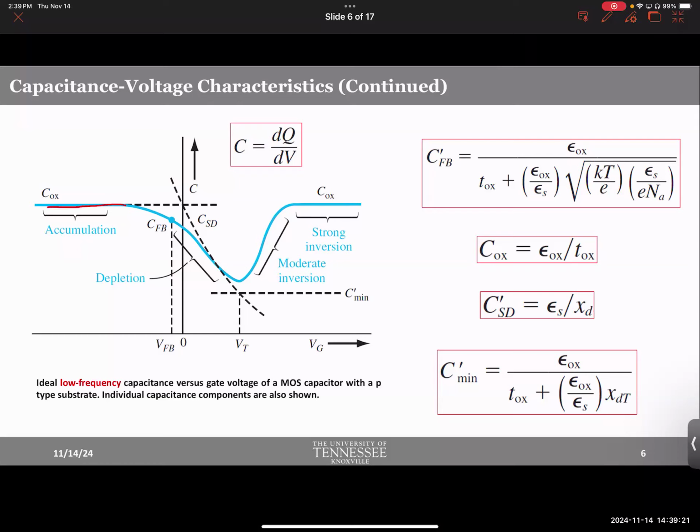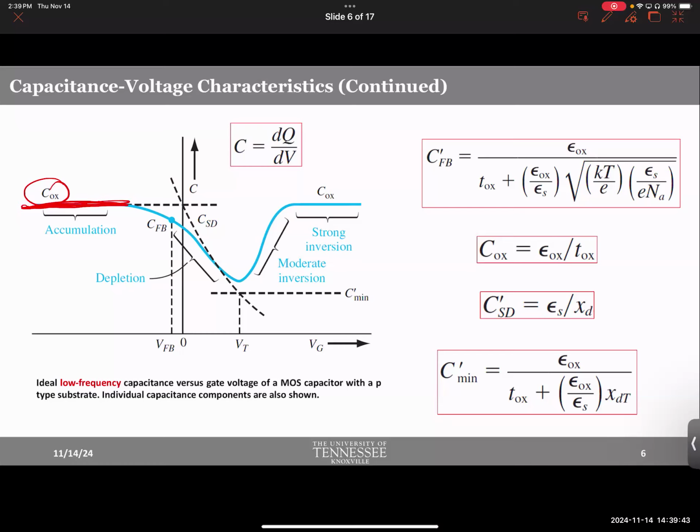So in accumulation, you have an almost constant capacitance, the oxide capacitance, COX, which is practically governed by the oxide in the metal-oxide-semiconductor. Remember, that's the MOS of the MOSFET. There is an oxide there, and the oxide determines the capacitance level. So there is less interesting stuff, but more usable stuff.